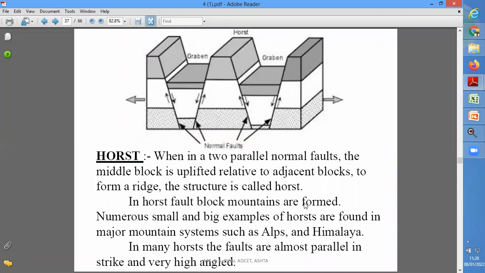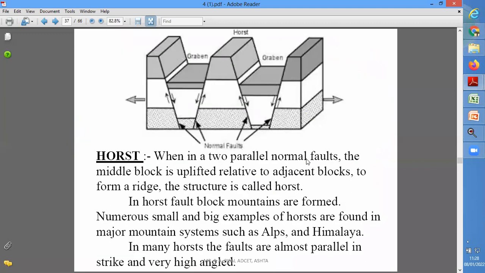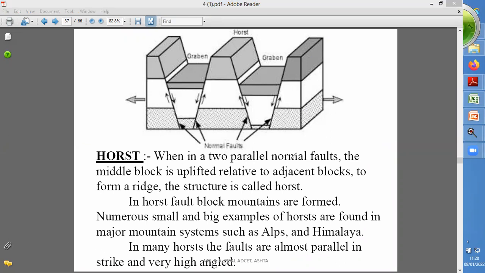Now we will move towards the next fault, that is the horst and graben. These are the two faults, horst and graben. Now what is in this horst and graben, that we have to know. When there are two parallel normal faults, again more than one or two faults, the middle block is uplifted relative to the adjacent blocks to form a ridge.